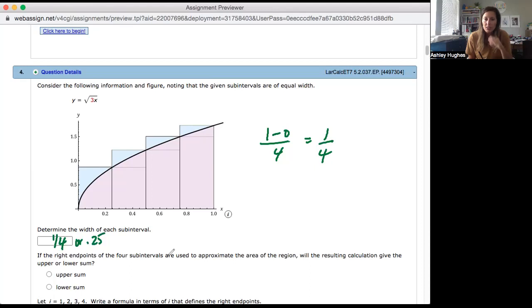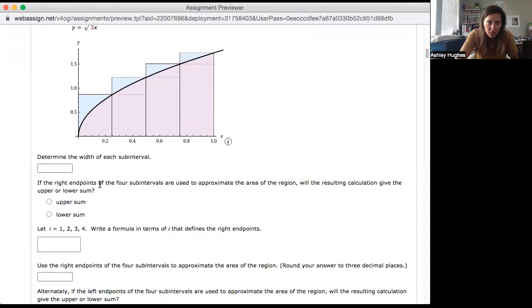The right hand endpoints are used to approximate, will it be upper or lower? Right hand, if the function is increasing and you do a right hand sum, it's going to be over, because if I look at this, for instance, which one is higher, the one on the left or the one on the right? The one on the right. So if I'm using that to make my height, the height of that rectangle is going to be a bigger approximation than the area just under the curve. So that's an upper sum. If it's increasing, the right is upper and the left is lower, and vice versa for a decreasing function.